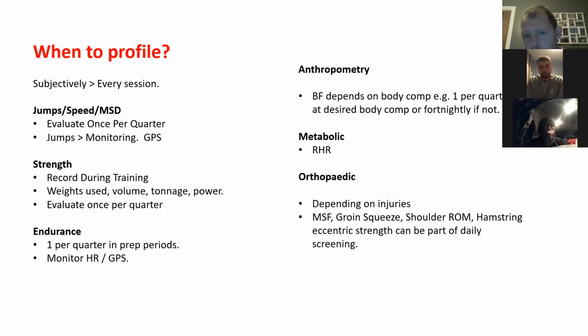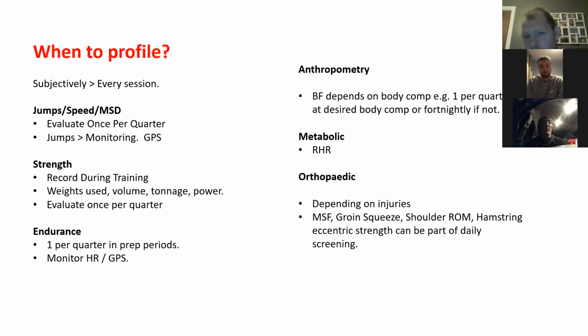Anthropometrics, okay, body fat is dependent on the existing body comp of a person, right? If someone is within the range you want them to be at, maybe once per quarter, again, keep an eye on them subjectively. You see fellas in the shower, you see fellas getting togged off, right? An awful lot of the time in season, people lose weight, and they start to lose a little bit of muscle mass, and maybe that's a conversation you need to have with a player. If someone isn't where they need to be, then fortnightly, every 2 weeks, and it's something that you really keep an eye on closely, and you give them some very definite markers and targets.